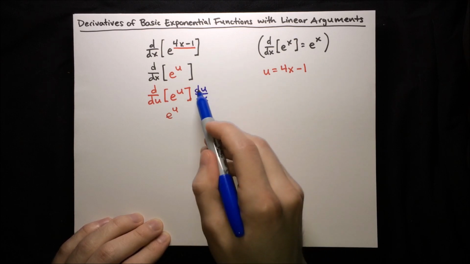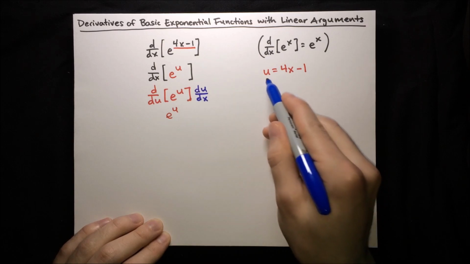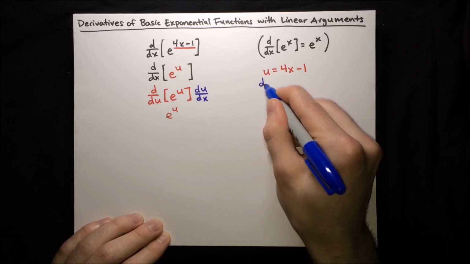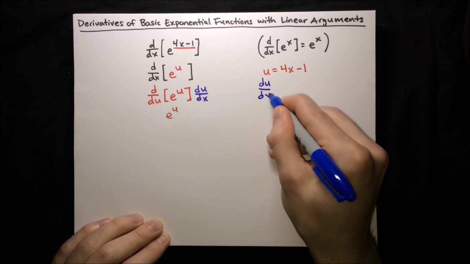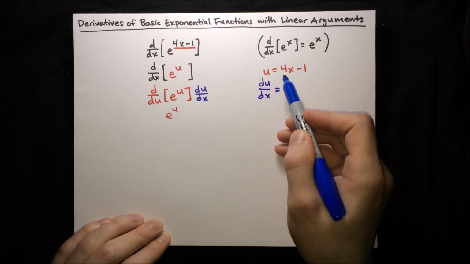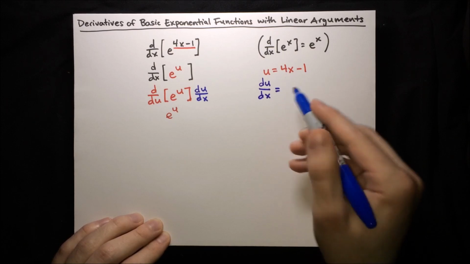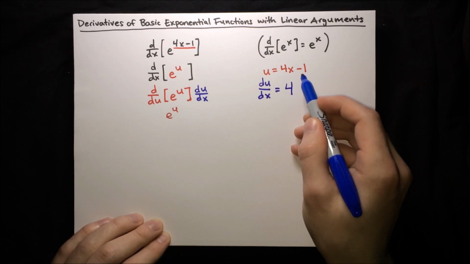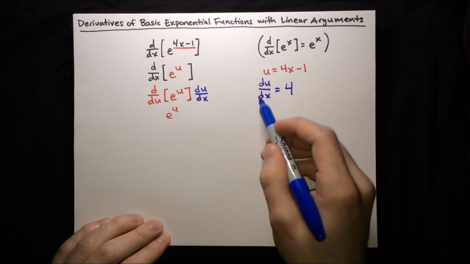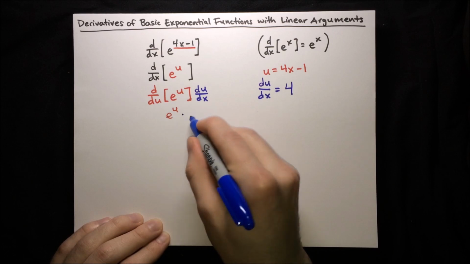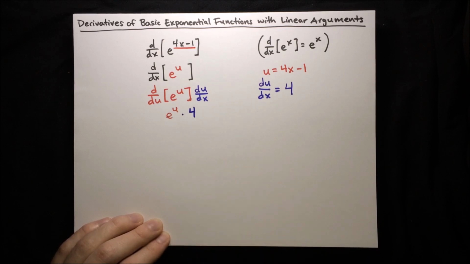Now to find the du over dx term, we can look back to our expression for u equals 4x minus 1, and we can just differentiate that with respect to x. So du dx is just the derivative of 4x minus 1. The derivative of 4x is just the coefficient on the x, which is 4. And then the derivative of minus 1 is just 0, because that's a constant. So du dx is just 4, the coefficient on the x. So we'll write that here, e to the u times 4.